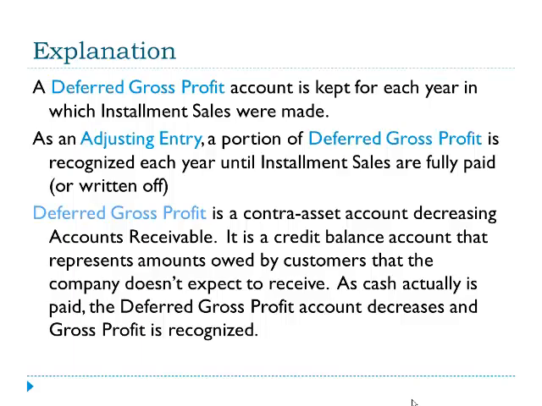That deferred gross profit is a credit balance account that decreases accounts receivable. It's a credit balance account that represents amounts owed by customers that the company doesn't expect to receive. As cash actually is paid, the deferred gross profit account decreases and gross profit is recognized.